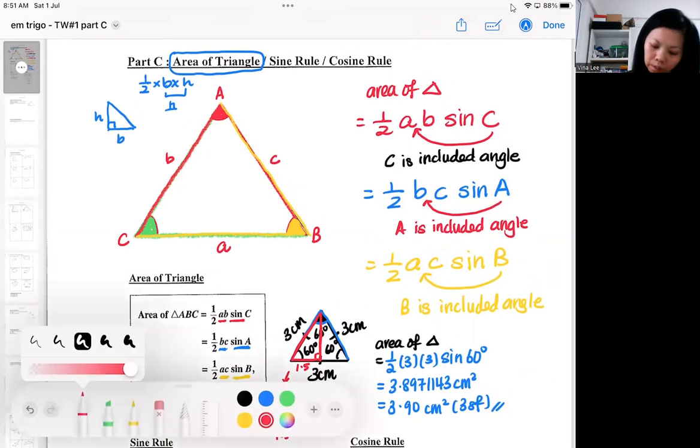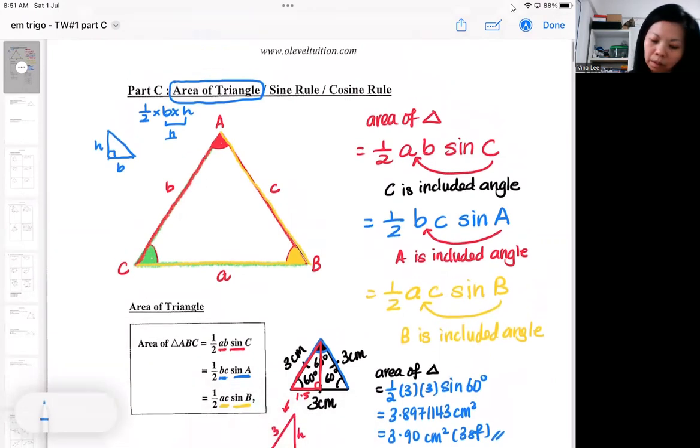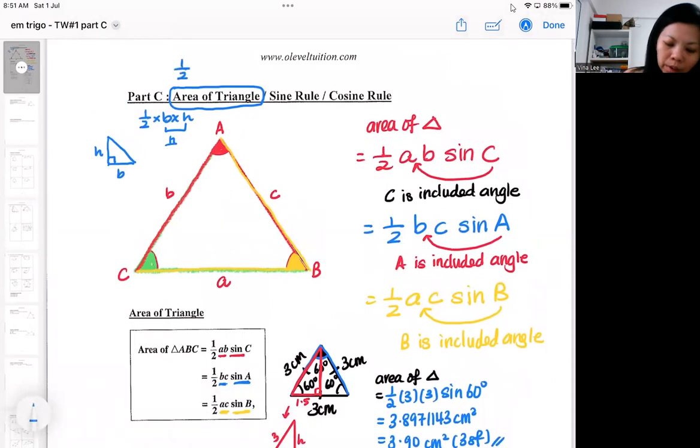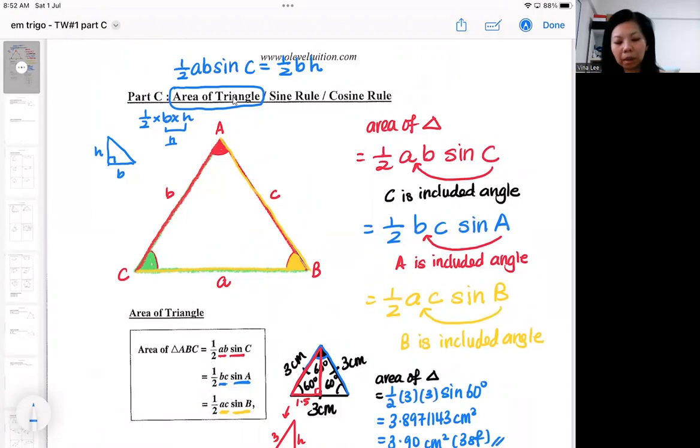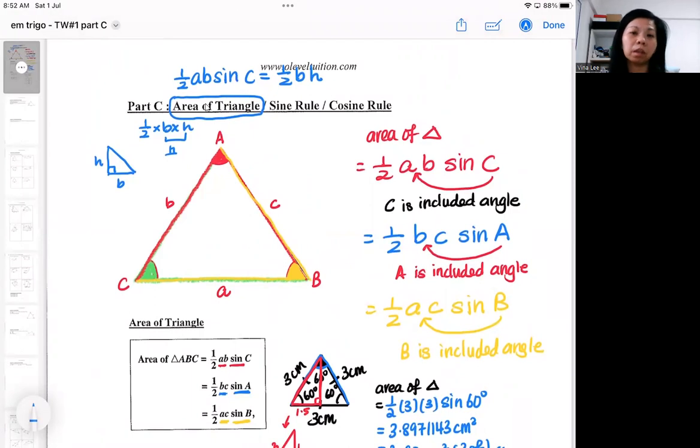Sometimes there will be questions that require you to compare half AB sine C with half times base times height, because both formulas measure the area of a triangle. Whether I use half times base times height or half AB sine C, they should be the same value. Because of this, there are some questions that play with this idea for you to find the perpendicular height. You will see it coming in the subsequent question. This is just an introduction of an alternative formula to half times base times height.